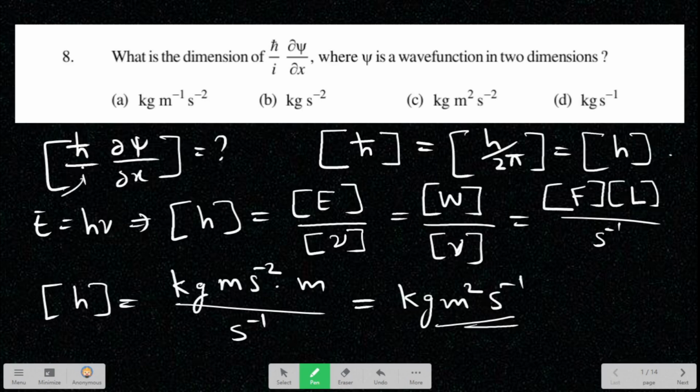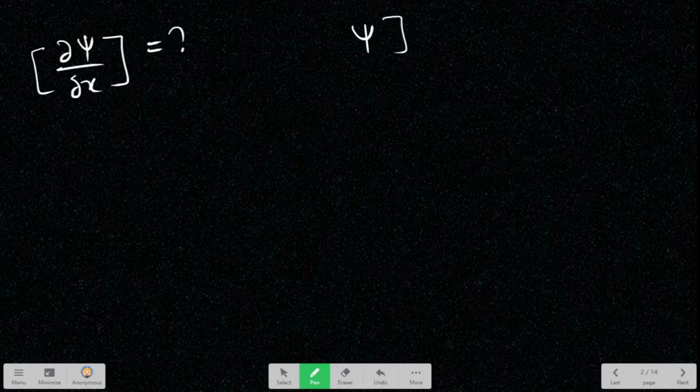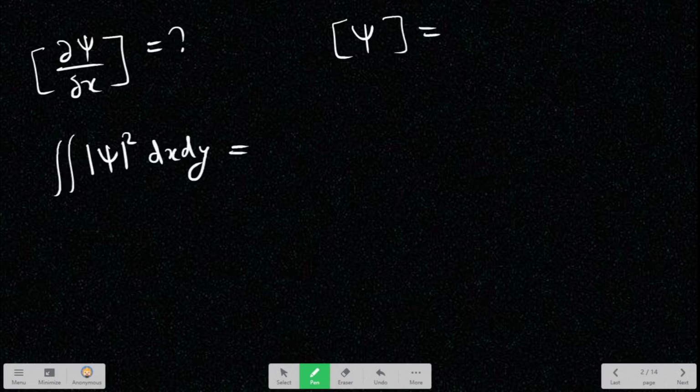Now i has no dimension, i is dimensionless. Now we have to calculate the dimension of del psi by del x. Let's calculate first the dimension of psi. So we are told that the wave function is in 2 dimensions. So when we integrate modulus of psi square over all space in 2D, this must be a finite quantity, or it must be 1 if psi is normalized.